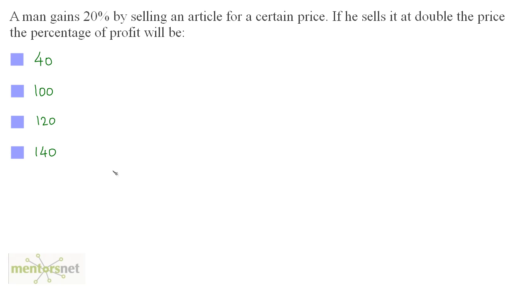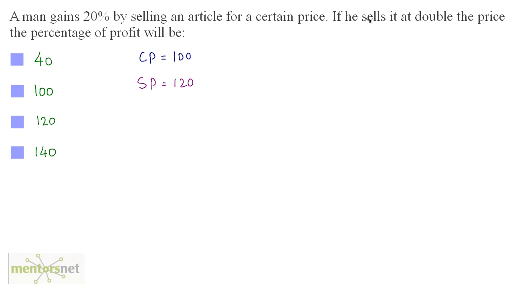A man gains 20% by selling an article for a certain price. If he sells it at double the price, the percentage of profit will be. Well, let us assume that the cost price of this article is 100 rupees, right? Now he sells this article and gains 20%. So the selling price will be 20% increase in the cost price. So 20% increase in 100 is 120.